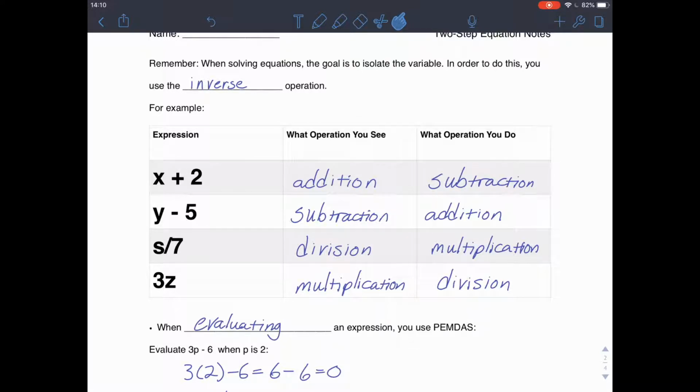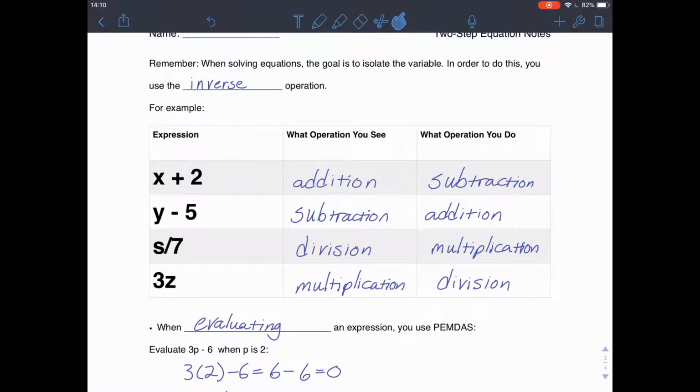If y minus 5 was an expression that was part of an equation, since we see subtraction, we would do addition by adding 5. With s divided by 7, if that expression were in an equation, since we see division, we would do multiplication. Note with division that you would always multiply by the denominator of what you are dividing, the second number. So in this case, it would be 7. If you ever see your variable in your denominator, you will need to multiply by your denominator. But for most problems in 7th grade, this will not be the case.